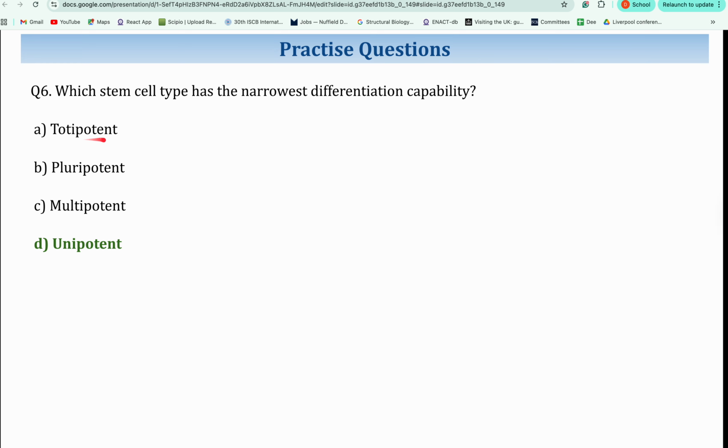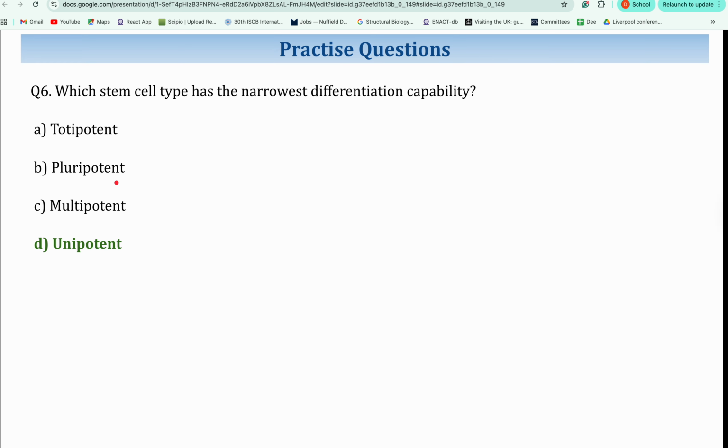So examples of the totipotent stem cells are the zygote and very early embryos in their first few divisions. The fun fact is that a single totipotent stem cell can theoretically create an entire organism. So if you have a single totipotent cell, you can create the entire organism.